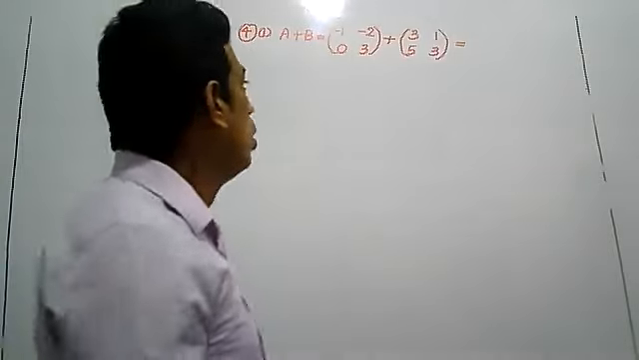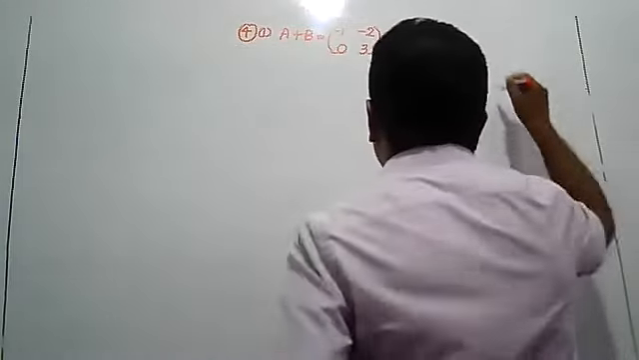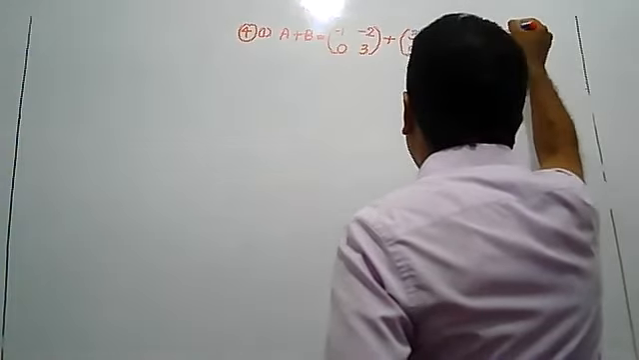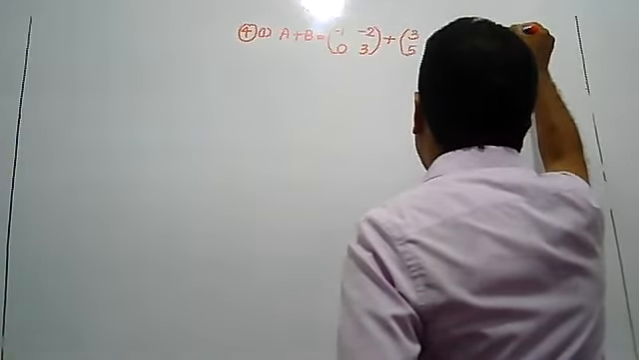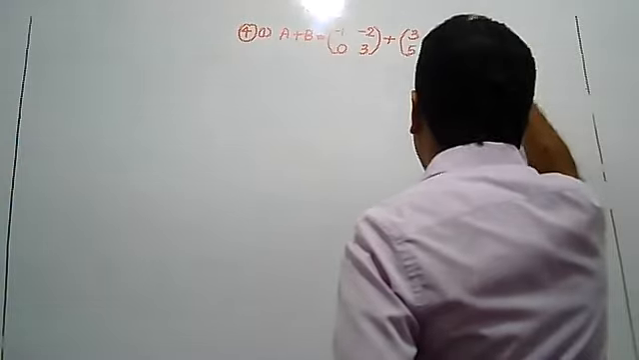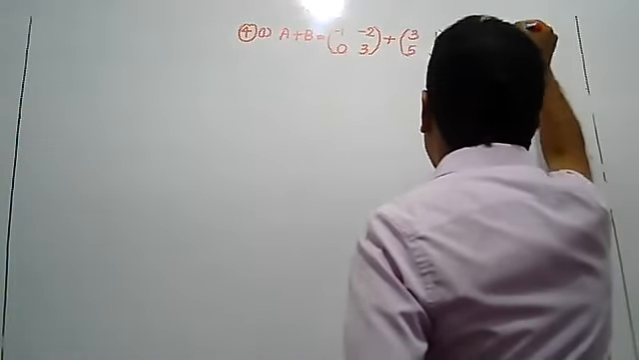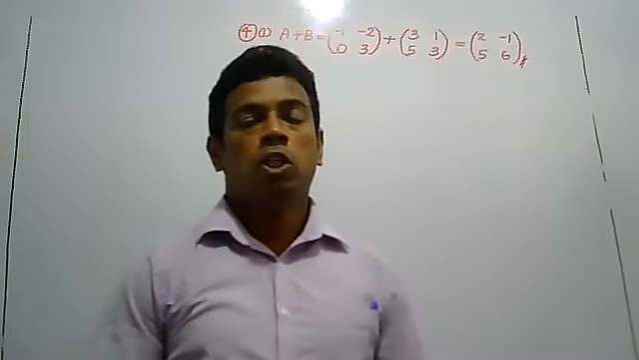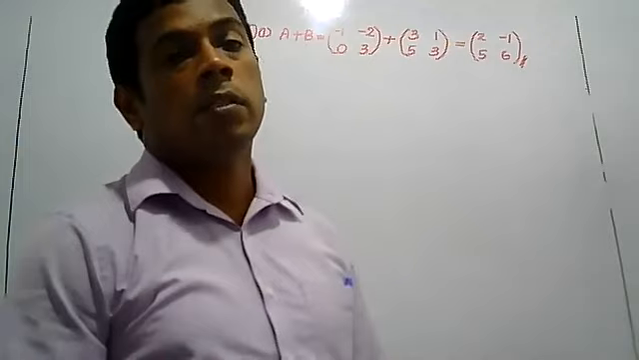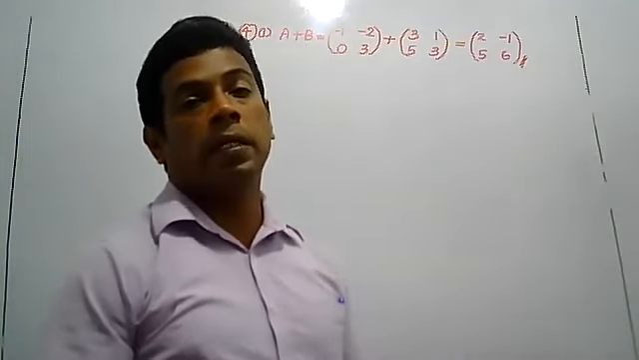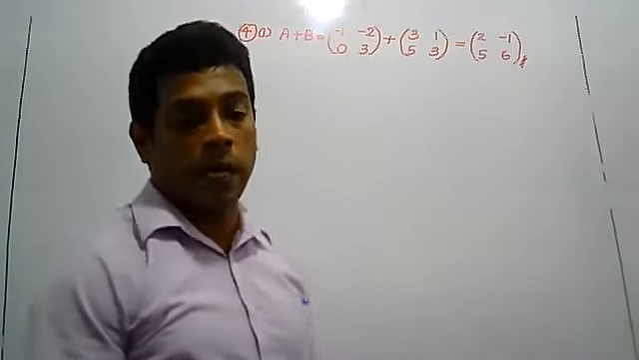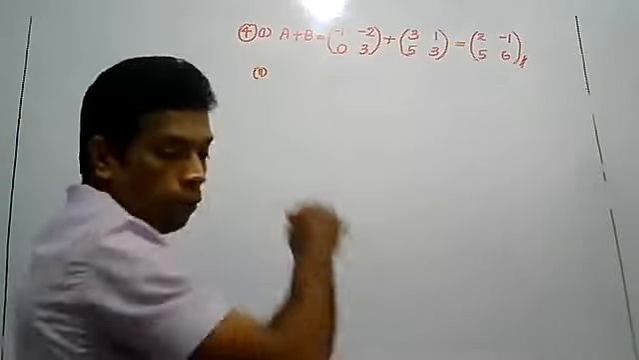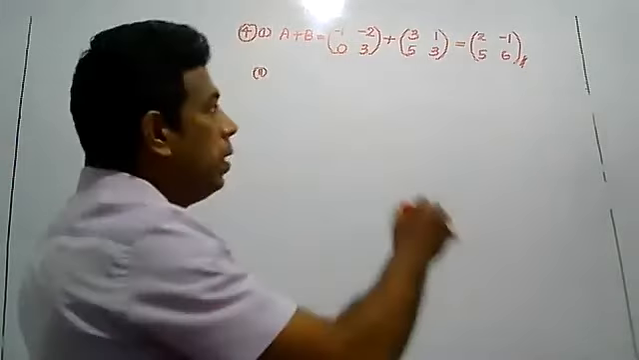Now A plus B, the sum of the two matrices: minus 1 plus 3 is 2. Minus 2 plus 1 is minus 1. 0 plus 5, 5. 3 plus 3, 6. That is the answer for the first part of question number 4. Two matrices can be added if they are in the same order, and corresponding elements are added. Second part: we want to find A minus B.